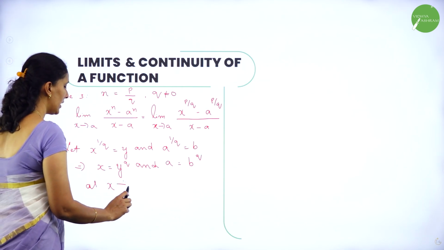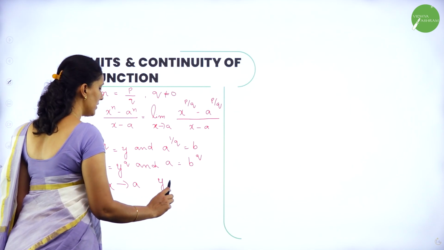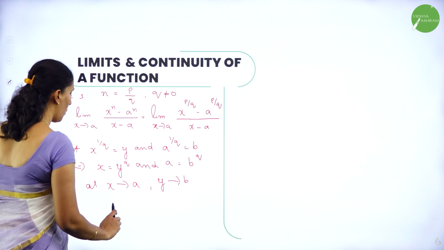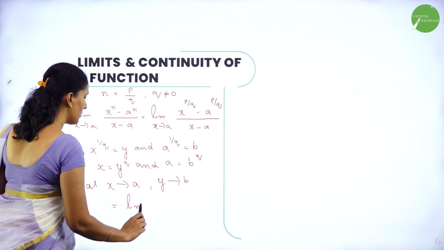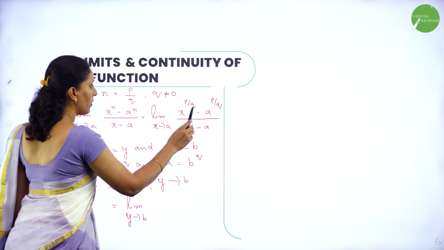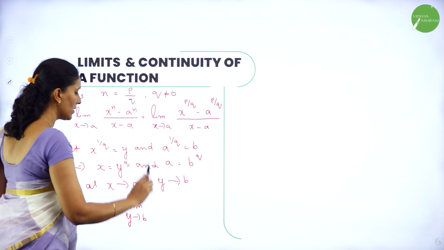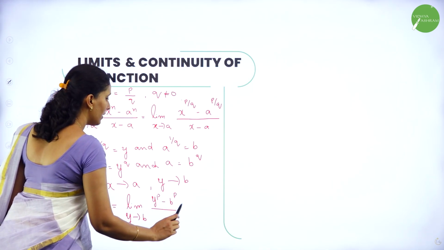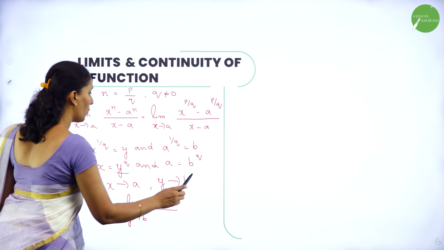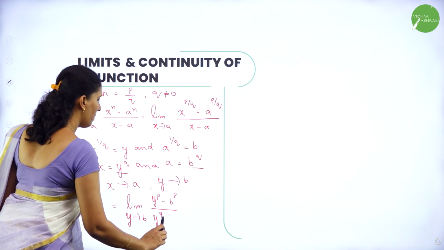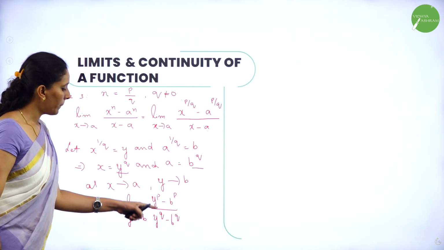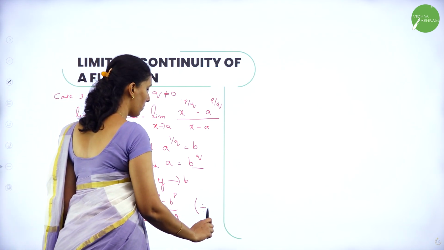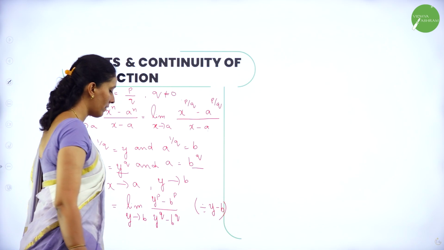Also, as x tends to a, this implies y tends to b. Now let us change the limit to the variables y and b. So then it becomes limit y tends to b. x to the power 1 by q is taken as y, so this will become y power p. Similarly, we'll get b power p divided by x and a can be replaced with these two terms, y power q minus b power q. Now to obtain the standard form, we need y minus b in both numerator and denominator. So let me divide it by y minus b.